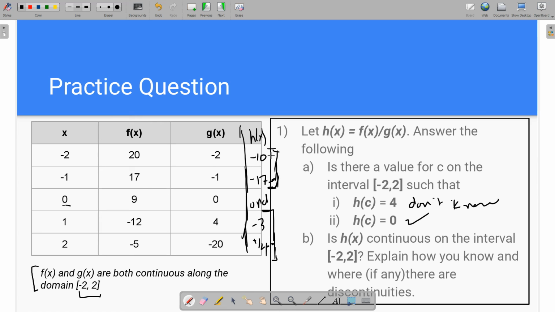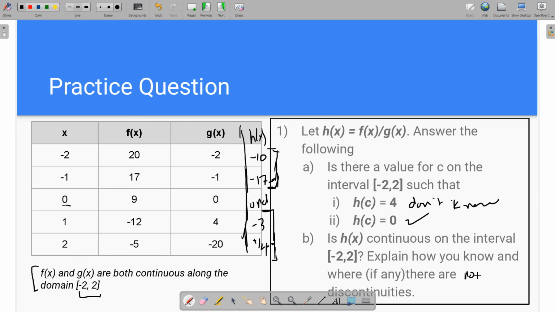So I'm just going to focus on looking here and looking down there to see if I can use that information to say with certainty. And I definitely can for h of c is equal to 0. Is h of x continuous along this interval? No, because at x equals 0, g of x is equal to 0, which meant that we had to go 9 divided by 0 is equal to.